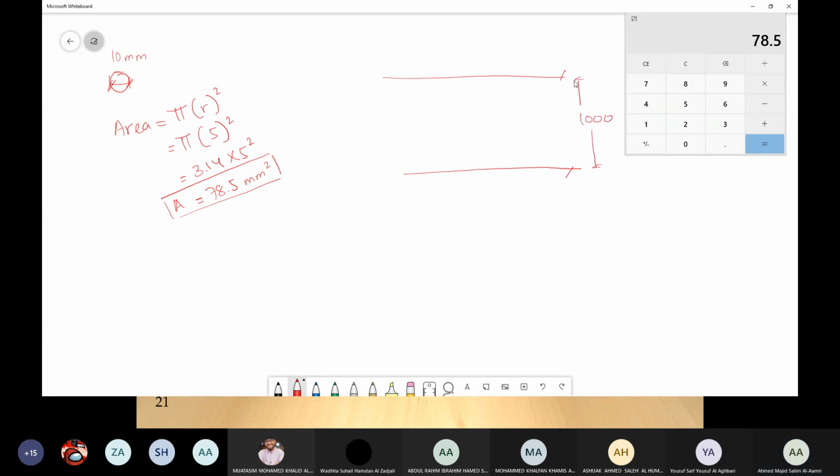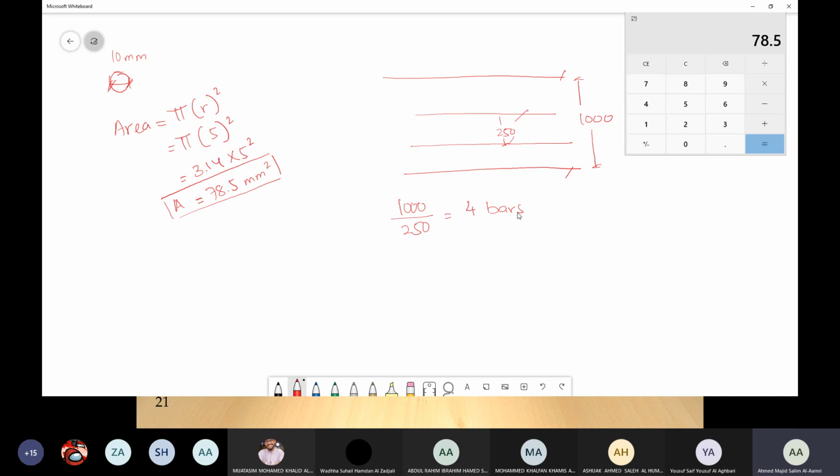Okay. In order for me to know how many bars there are, you need to tell me the spacing between one bar and another bar. So for example, if the spacing between one bar and another is 250, then I can say the total width is 1000 divided by the spacing, which is 250. So the required number of bars is going to be 4.